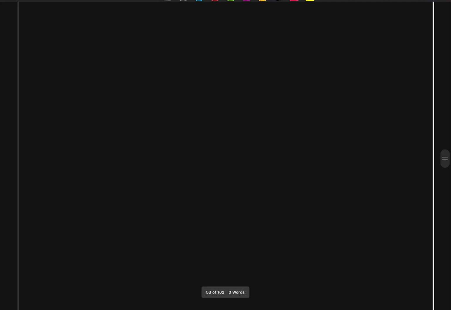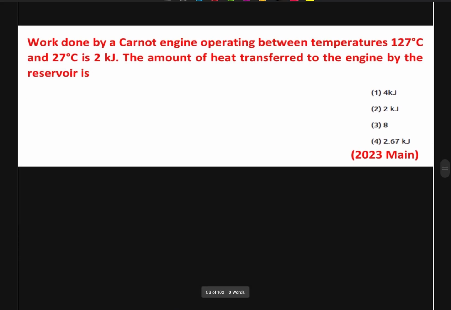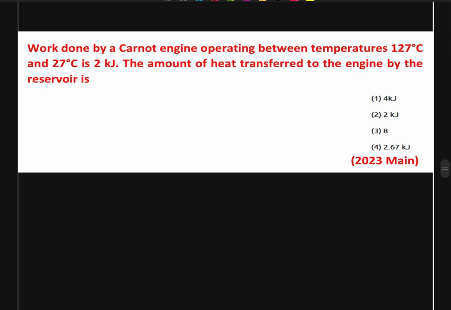Next question. It states that work done by a Carnot engine operating between temperatures 127 degrees centigrade and 27 degrees centigrade is 2 kilojoule. The amount of heat transferred by the reservoir to the engine is.